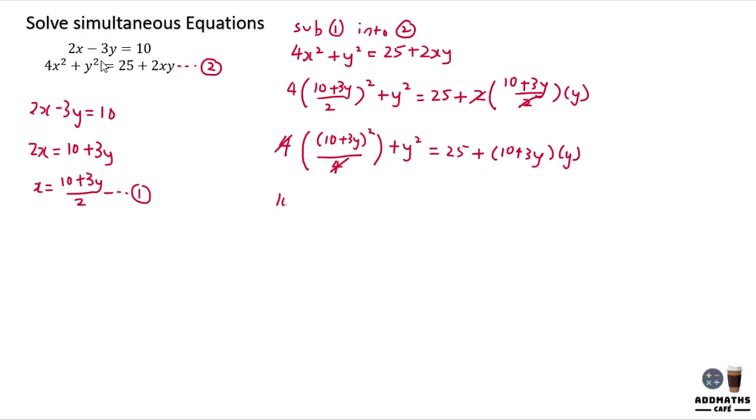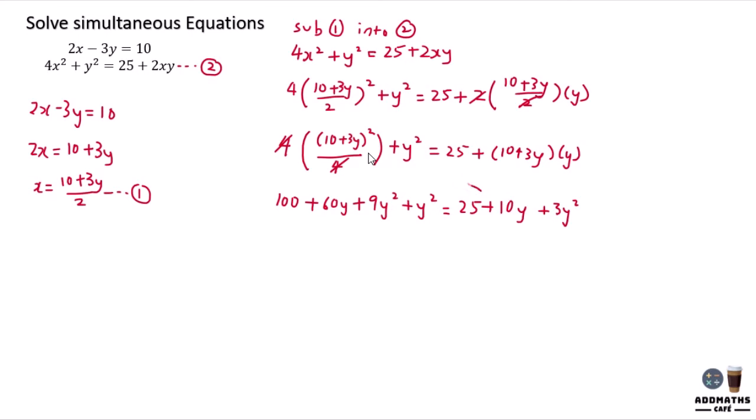So you will get 100 plus 10 times 3 times 2, you will get 60y plus 3y squared, you will get 9y squared plus y squared equal to 25 plus 10y plus 3y squared. I'm sorry, this is 10y, so let's rub this off. Okay. Then bring everything to one side.